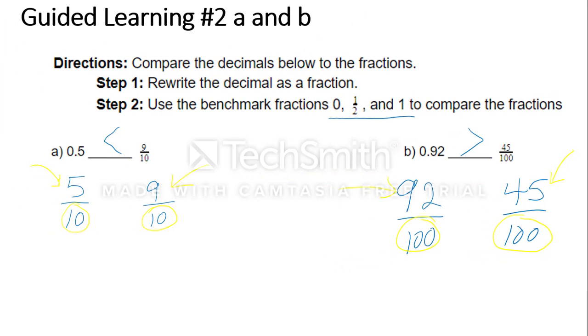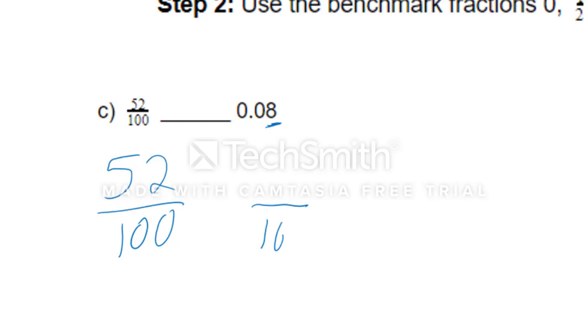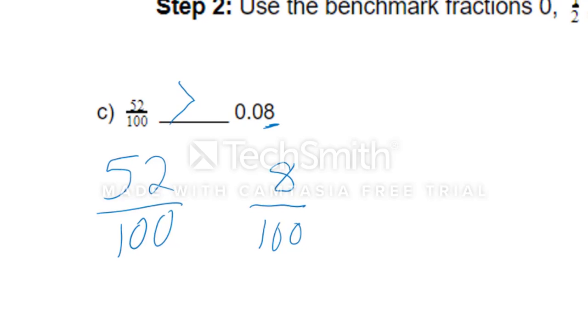Let's move on to part C and part D. 52 hundredths and 0.08. So we have 52 hundredths already written as a fraction. And now we have 8 hundredths. I'm thinking the 8 is in the hundredths place. So I know my denominator is here, 100. And now I'm going to put an 8 in the numerator. Oh, wow. Even though the 8 might be bigger than the 5, 52 hundredths is actually bigger than 8 hundredths. So I'm going to have my alligator's mouth open up to 52 over 100.